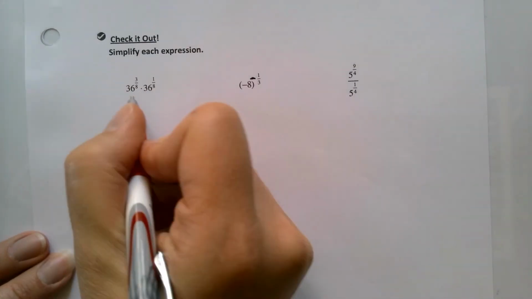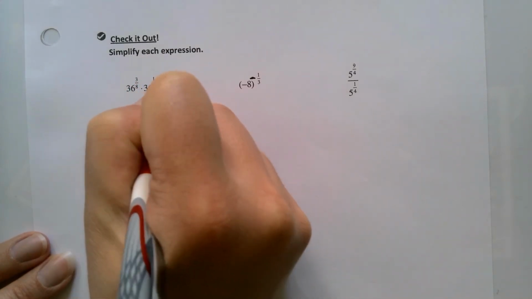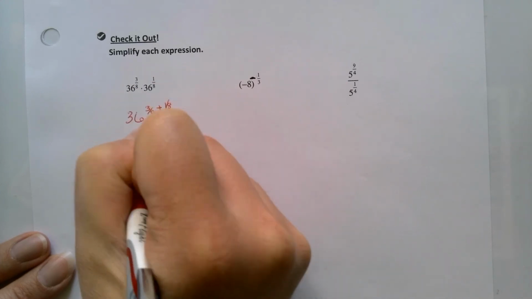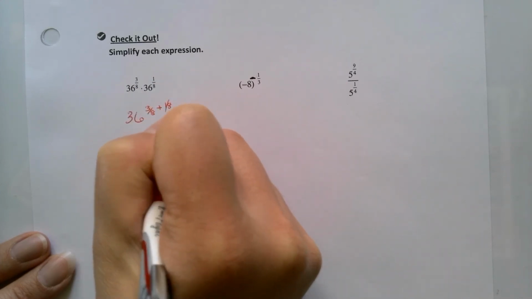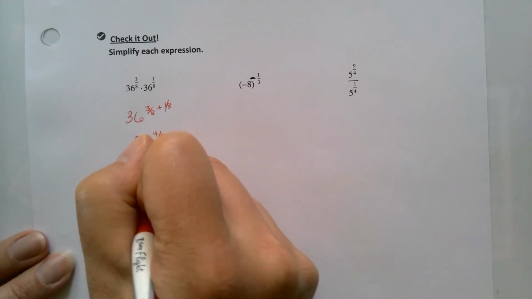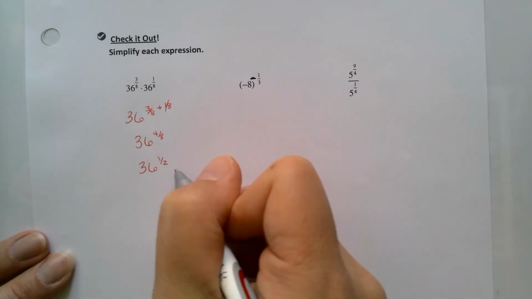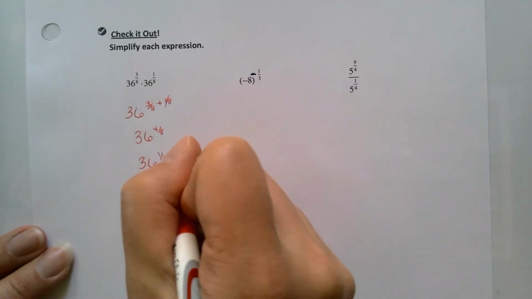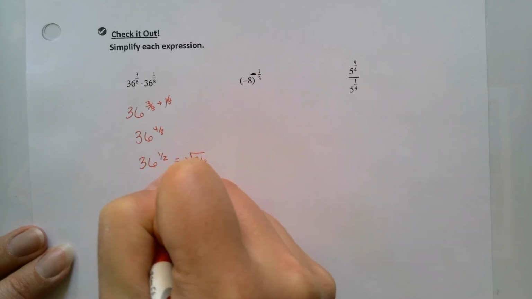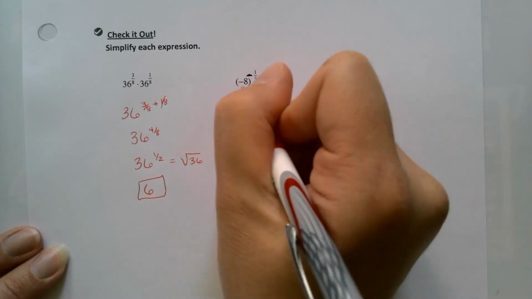All right, so I'm going to keep my base of 36, and I'm going to show that I'm adding 3/8 plus 1/8. So that gives me 36 to the 4/8. So to write it as a simplified rational exponent, that'd be 36 to the 1/2. Okay, so that's simplified. And what is 36 to the 1/2? Well, isn't that the same as the square root of 36, which is 6? Final answer.